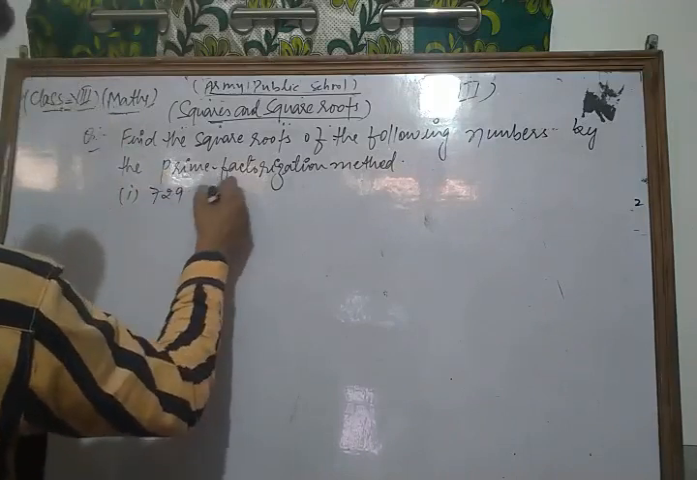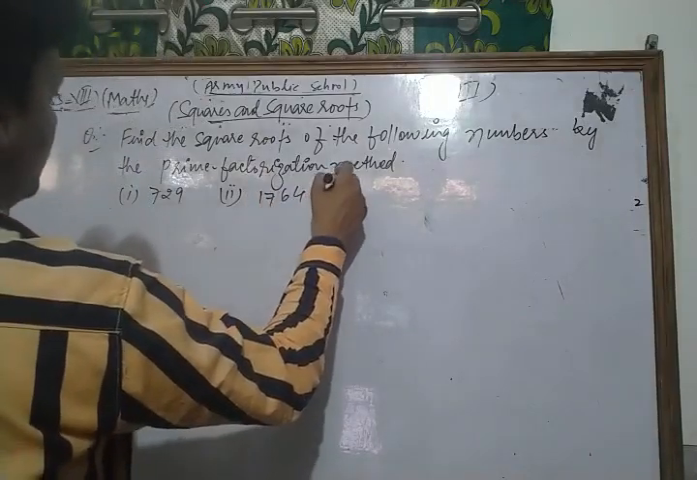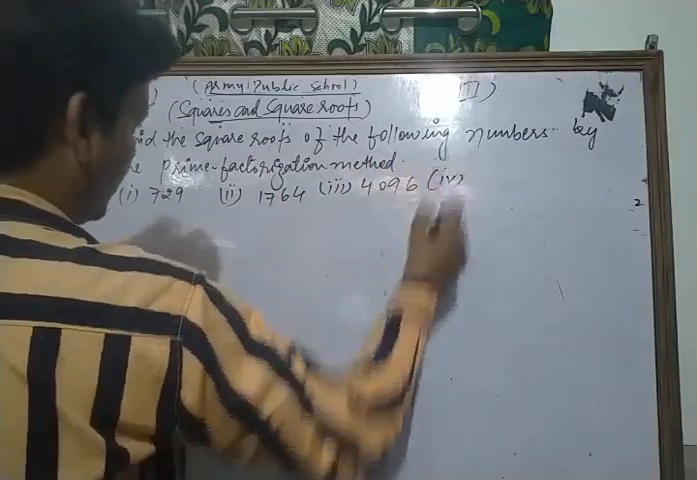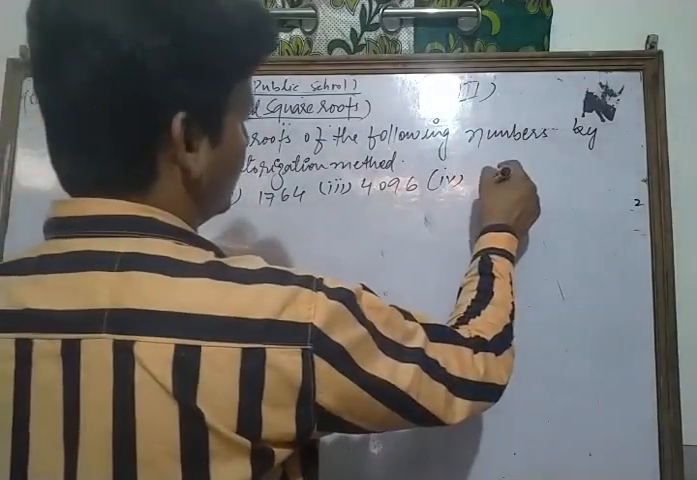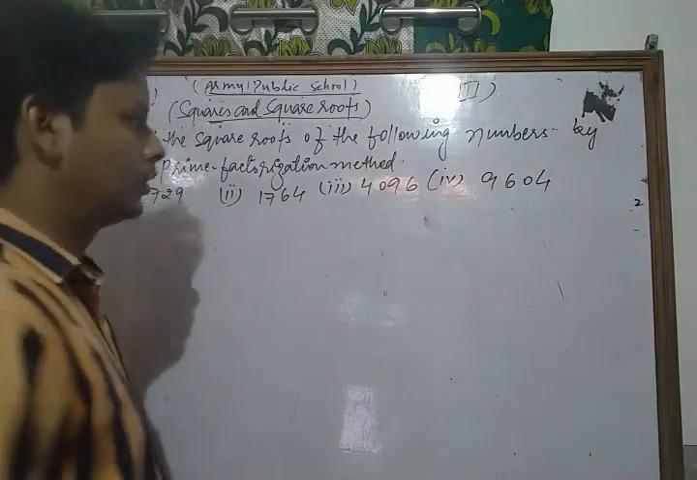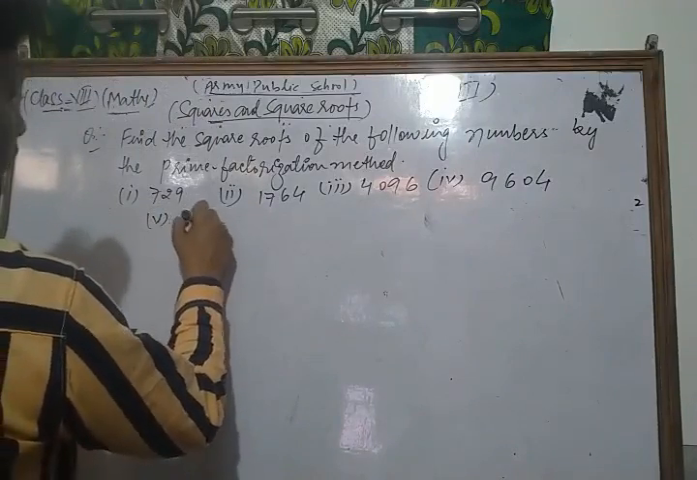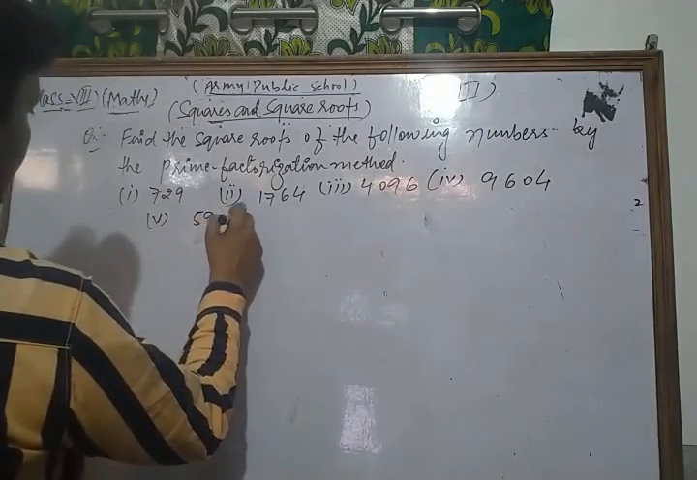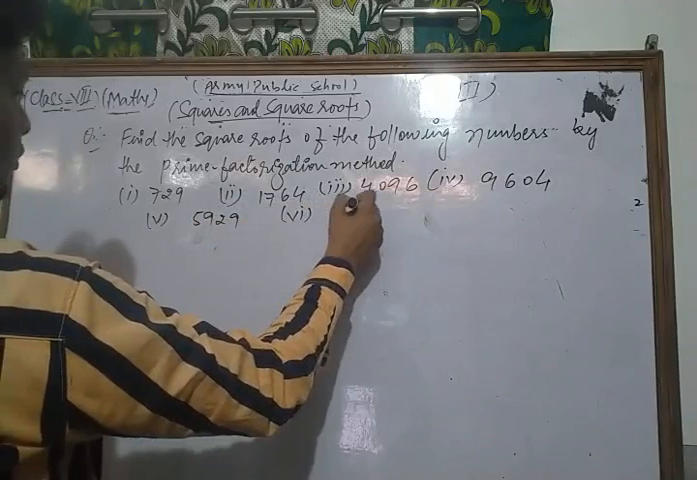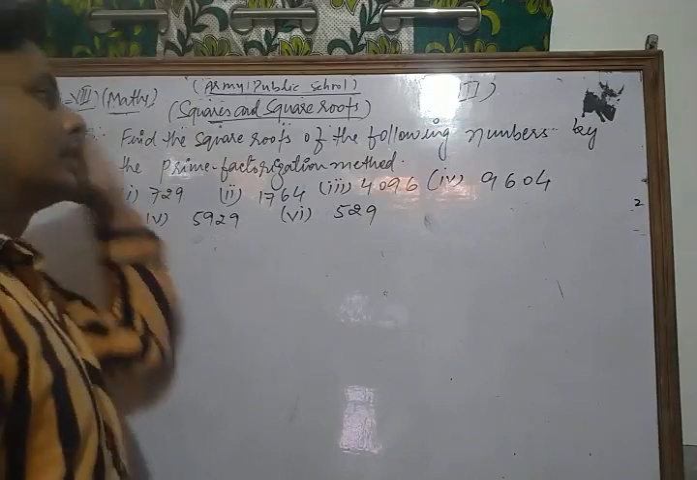This is 729. The second one is 1764. The third one is 4096. The fourth one is 9604. And the fifth one is 5929. And we take one more question, this is 529. Okay, this is the question here.